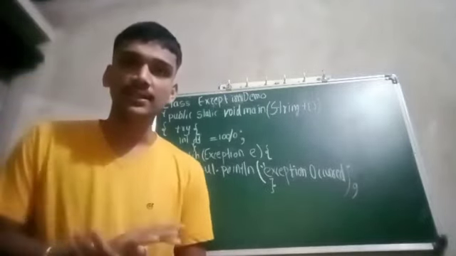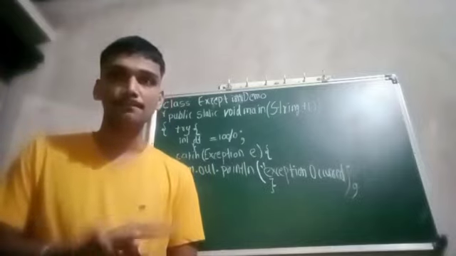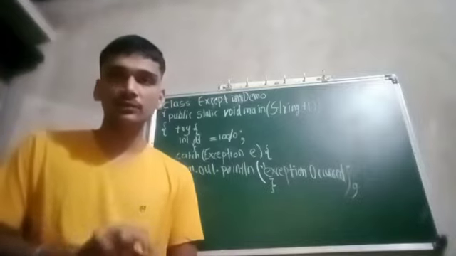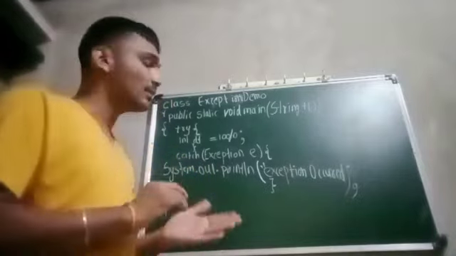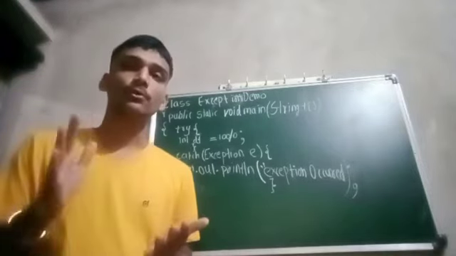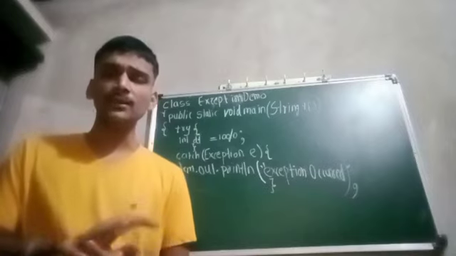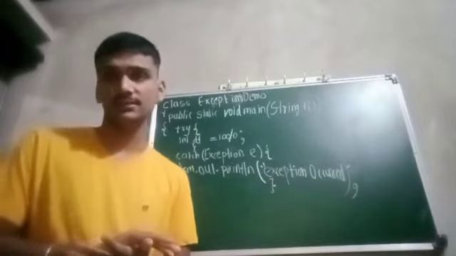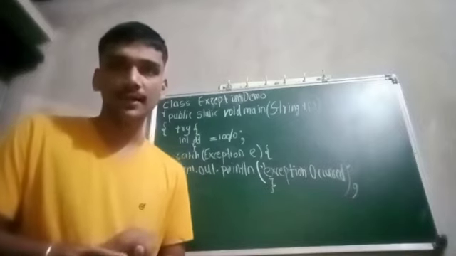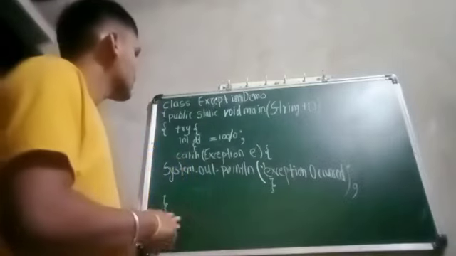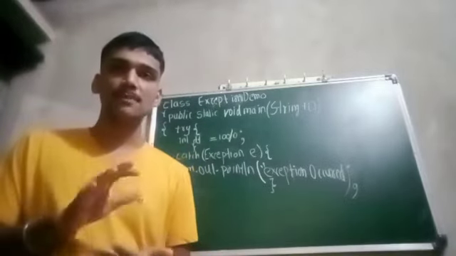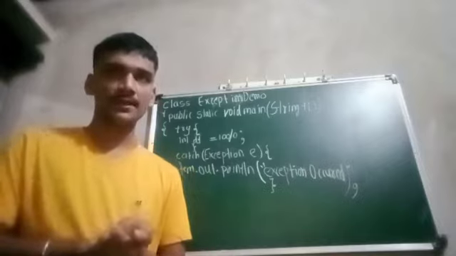There are different keywords in exception handling, like finally. Finally is used when, whether an exception occurs or not, it always executes. If we want to display any particular message, finally can be used. This is a simple example of exception.